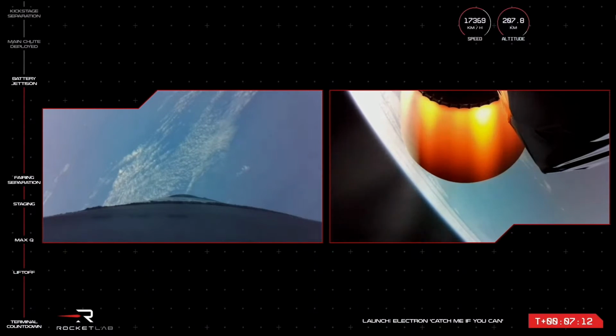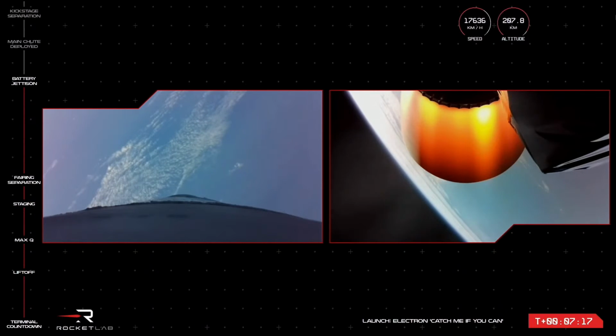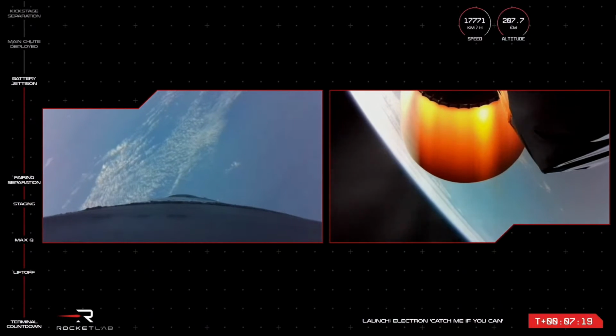There's that call from Mission Control. Battery hot swap is confirmed. The cameras are a little bit late, but we can confirm those batteries did swap over as planned.